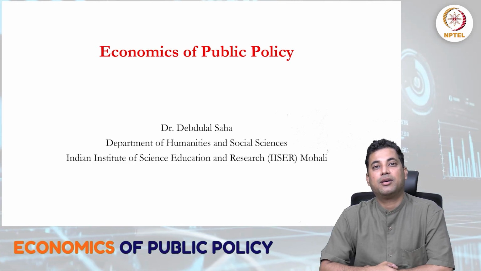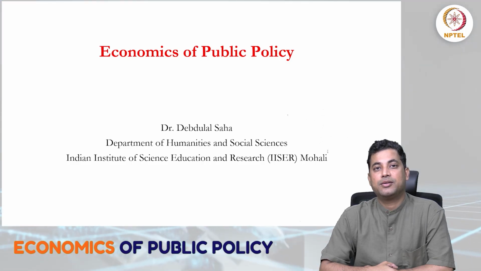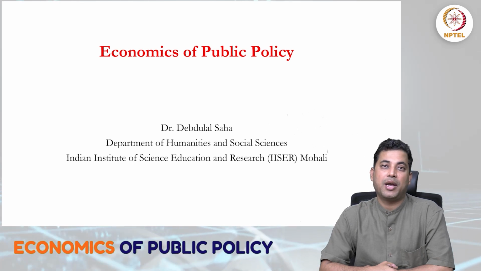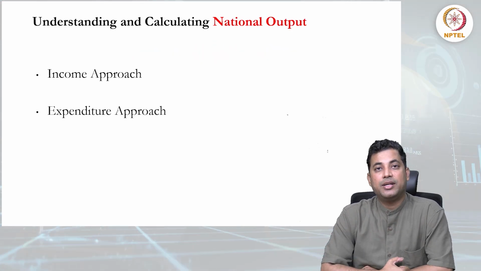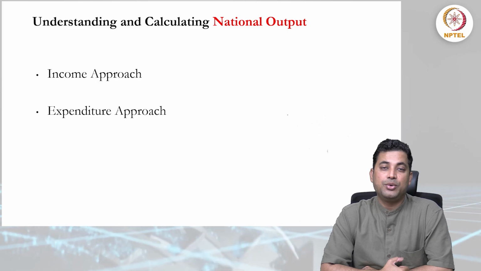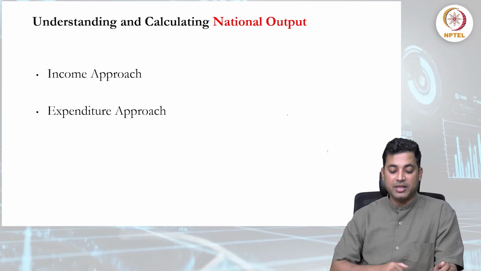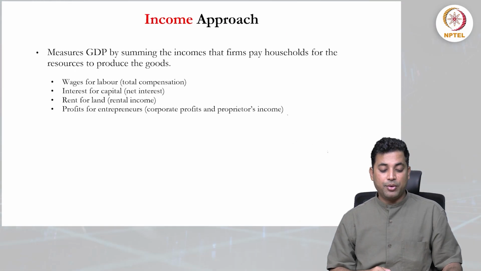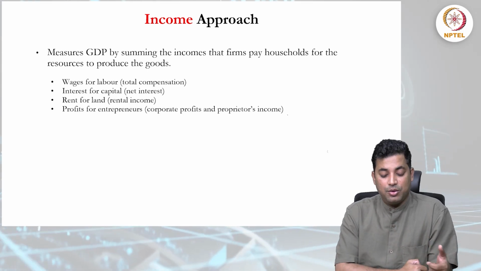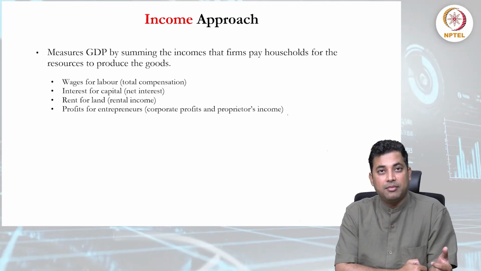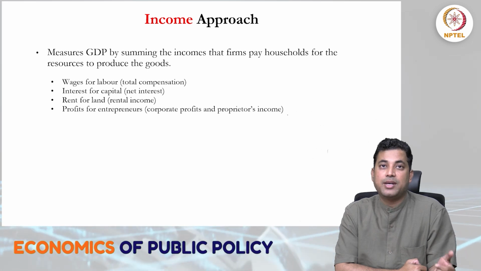In our last lecture, we introduced different indicators or components that are used in microeconomics and macroeconomics. Understanding and calculating national output, there are two approaches primarily: one is the income approach, the other one is the expenditure approach. The income approach measures GDP, which we refer to as output, by summing the income that firms pay households for the resources to produce the goods and services.